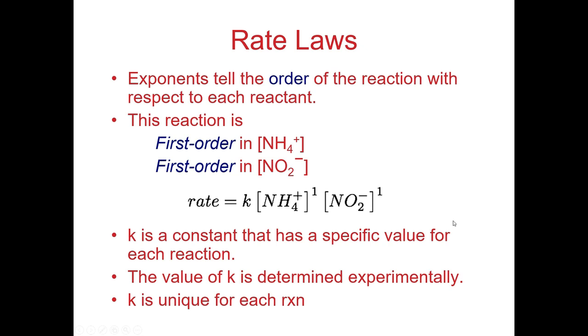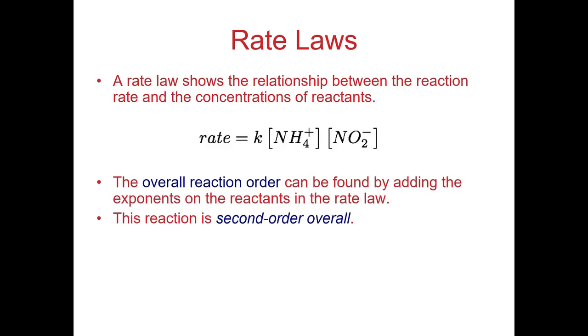The rate constant K is going to be the same for every reaction. Doesn't matter what the concentration changes are, but each reaction has a unique K value. Alright, since both of our reactants are first order, overall our reaction order is second order, and this will determine the units for our rate constant K.